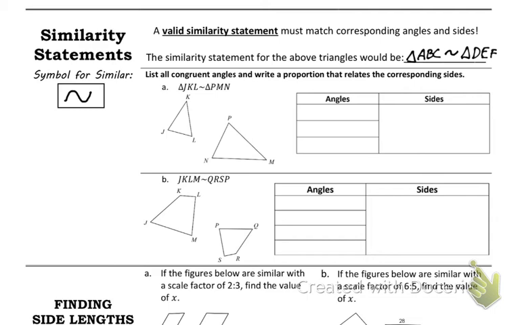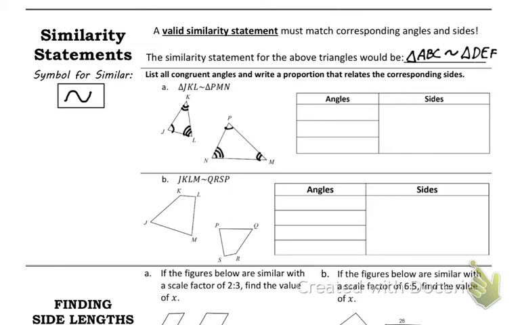Okay. Yeah. Okay, so this says list all the congruent angles and write a proportion that relates to the corresponding sides. Okay. So we just have to look at these and go, okay, J must be congruent to P. So we're going to go ahead and start making our marks. J must be congruent to P, so we'll put a single mark there. We'll have K is congruent to M because of the order they're put in, so we'll put a double on K, a double on M. And L to N, we'll have a triple on L and a triple on N.